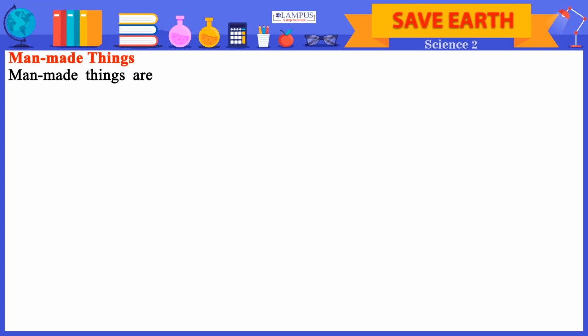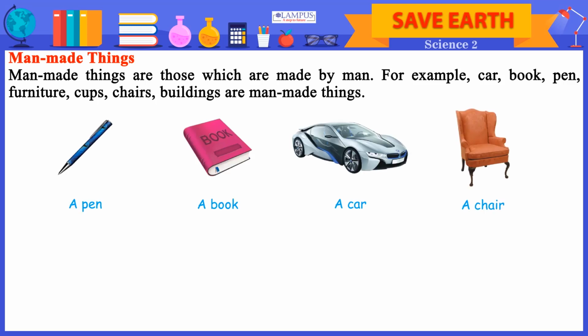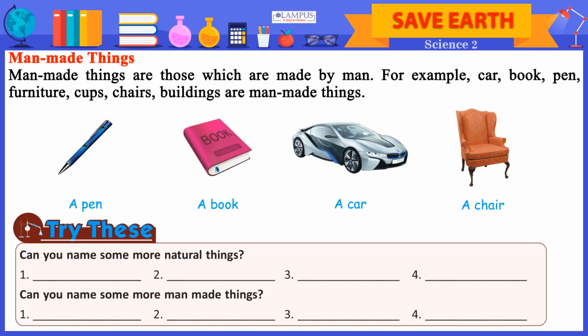Man-made things are those which are made by man. For example, car, book, pen, furniture, cups, chairs, buildings are man-made things. A book, a car, a chair, a pen. Try these. Can you name some more natural things? Can you name some more man-made things?